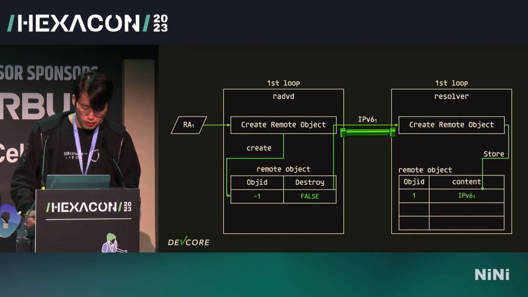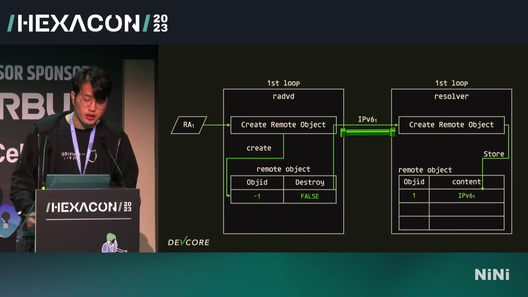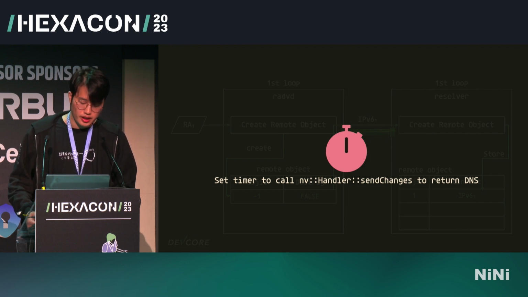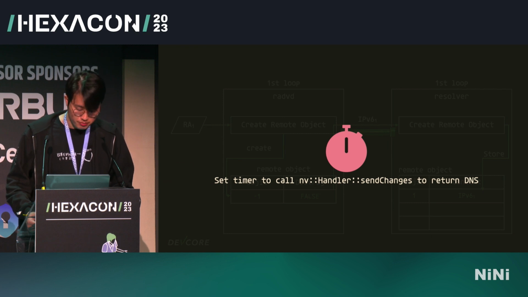Because both processes are single thread, let's assume they are in the first loop of the looper while the RADVD receives the first RA from the LAN with one DNS address. The RADVD creates a remote object in the resolver by sending a Nova message. And the resolver will set up a timer after receiving the first request because it cannot tell how many adding operations should be grouped as one. So it just sets a timer and sends only one notification when the time's up.